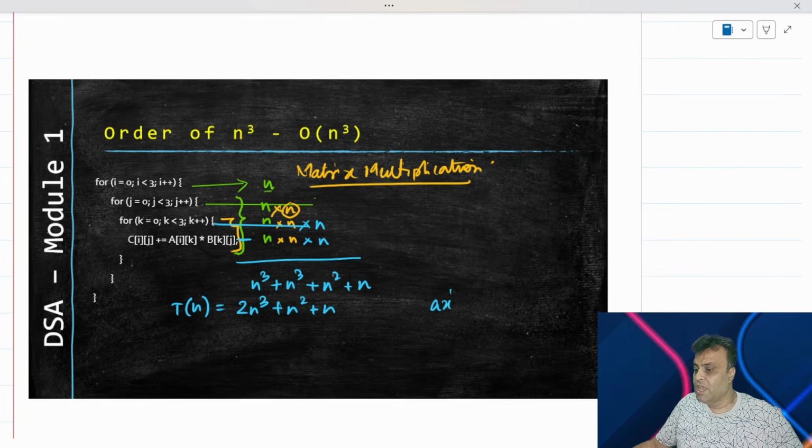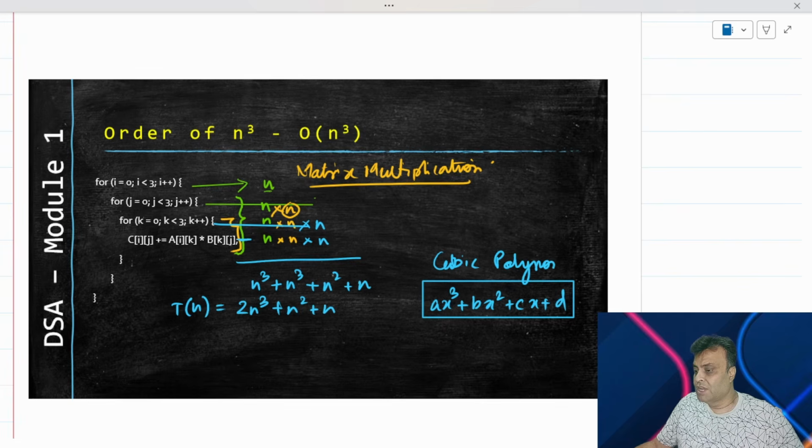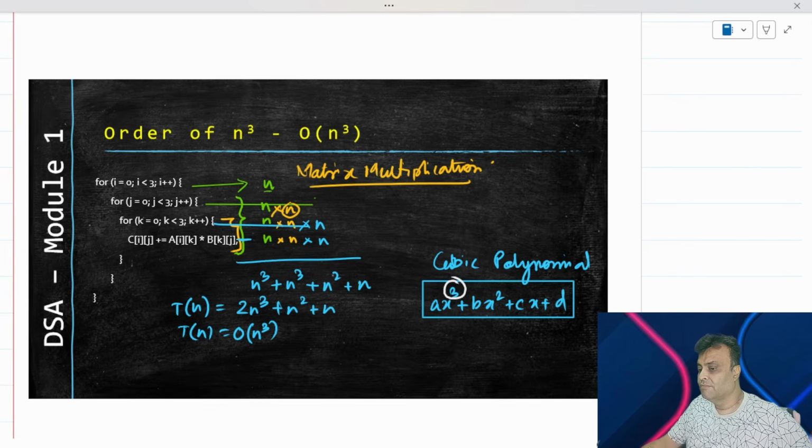Isn't it looking like ax cube plus bx square plus cx plus d? And this is what we are calling a cubic polynomial. So we are now into a different class of polynomial which we call a cubic polynomial. And this cubic polynomial executes itself in this particular order, and therefore the degree of this polynomial, as we can see, the highest degree is 3. So for all cubic polynomials, can we say that my time complexity is equal to order of n cube? Because my highest degree is 3.